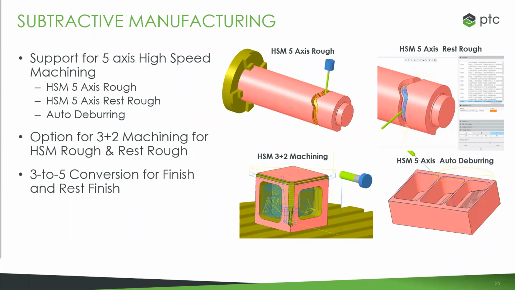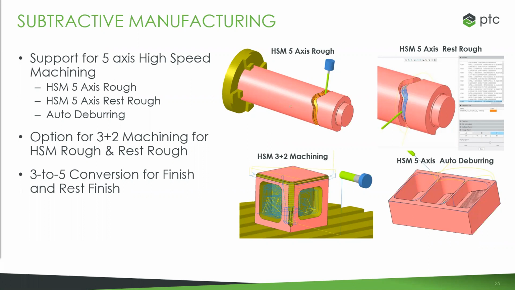We've also introduced 5-axis auto deburring, which will analyze the part. It identifies all the hard edges within the part and automatically then calculates a tool path to go in and machine off those hard edges. In addition to that, we've also added in options into our existing 3-axis tool paths. We added a 3+2 machining operation for roughing and rest roughing.